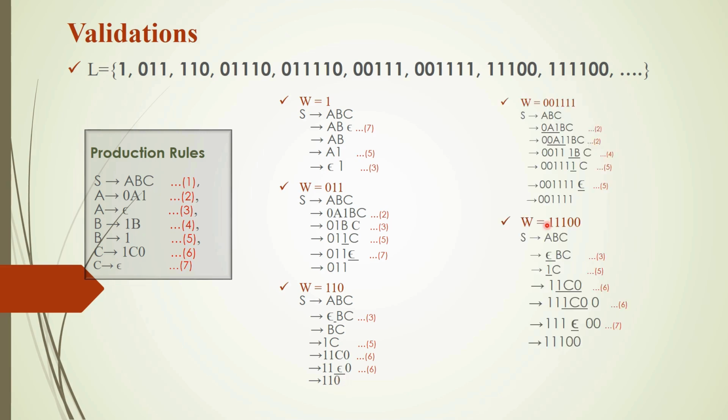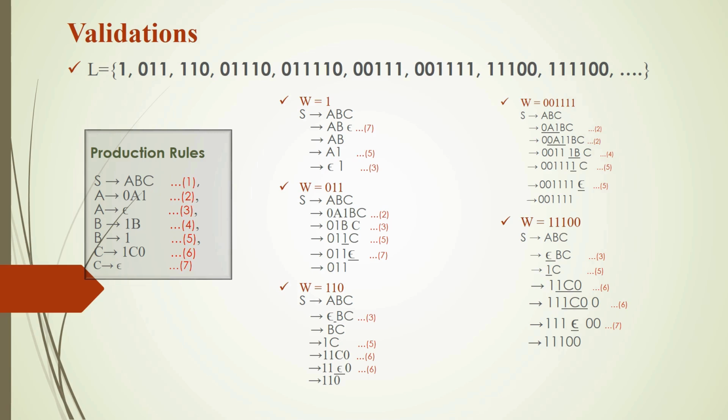Similarly, I implemented two more examples from the same string set over here. All these strings are generated with the help of these production rules. That's why these production rules are sufficient for implementing the problem statement.